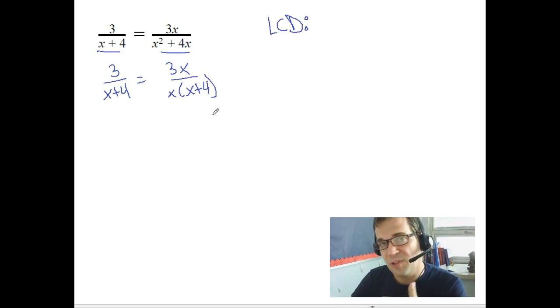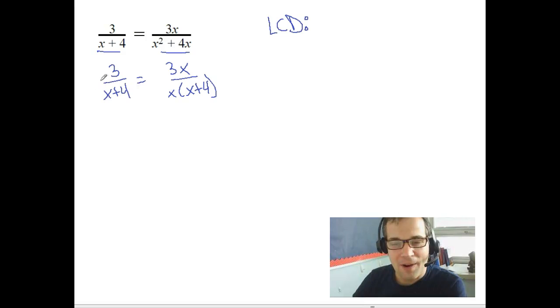Now, some of you might notice a couple things you could do differently at this point. Oh, this is going to be an interesting one. Okay, let's see what happens. But I'm going to treat this the way I treat all of them. We're going to find that LCD, multiply through by the LCD, and see what happens.